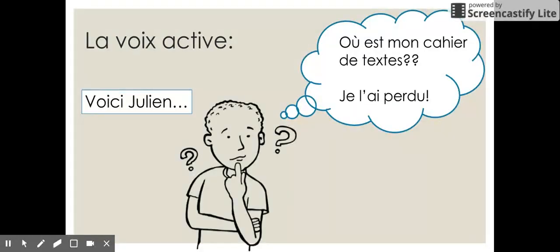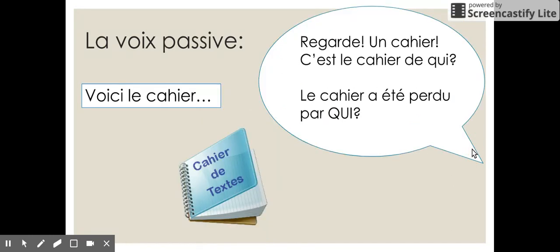Again, when we look at la voix active, our focus is on Julien, our subject that's performing the action. Our focus is on him. Où est mon cahier de texte? Oh, je l'ai perdu. Right? He's the one doing the losing.